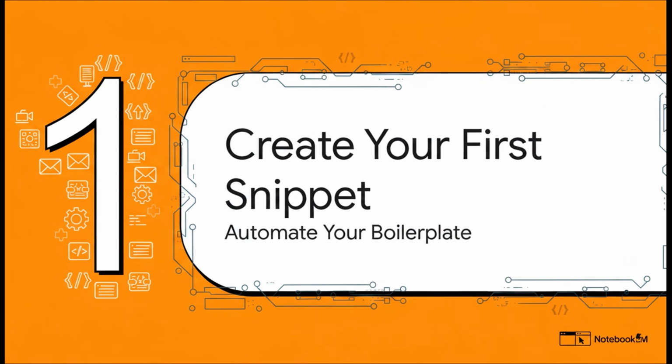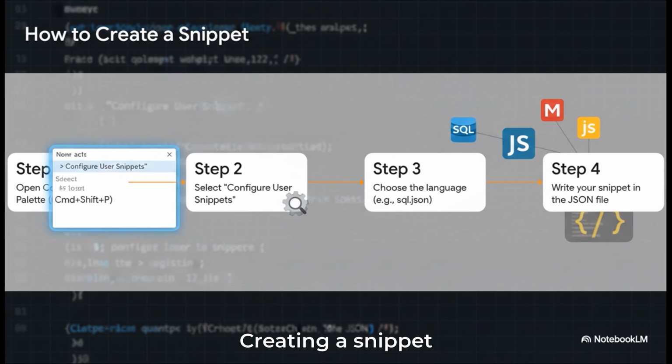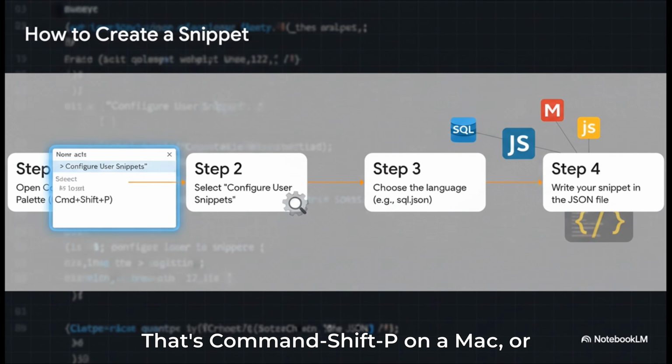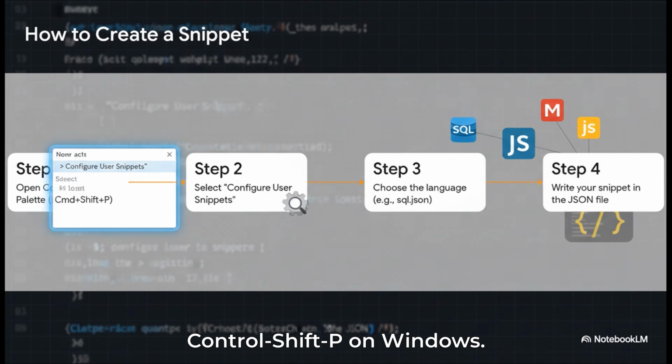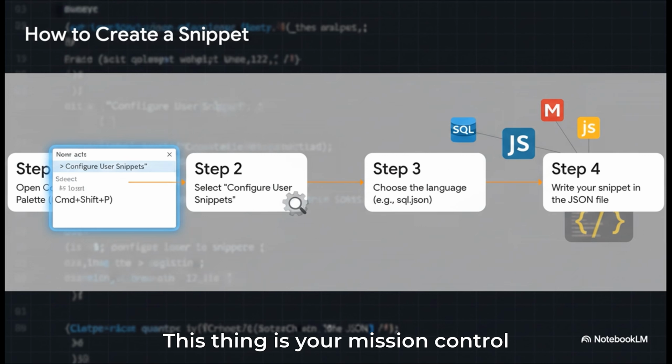This is ground zero. This is the foundation for wiping out repetitive work and getting your focus back. And you know what? Creating a snippet is ridiculously easy. First, pop open the command palette. That's Command-Shift-P on a Mac or Control-Shift-P on Windows. This thing is your mission control for everything in VS Code.